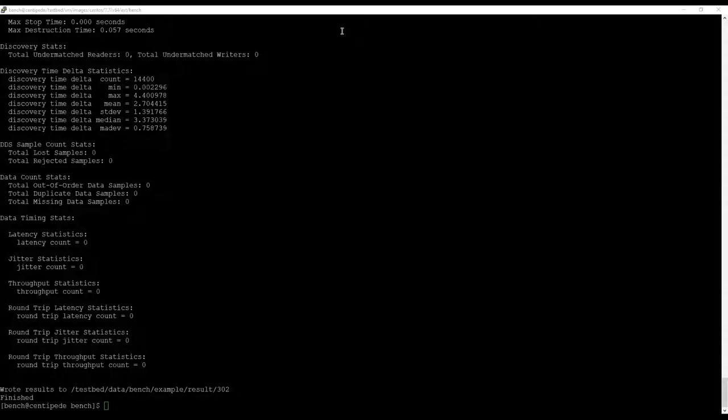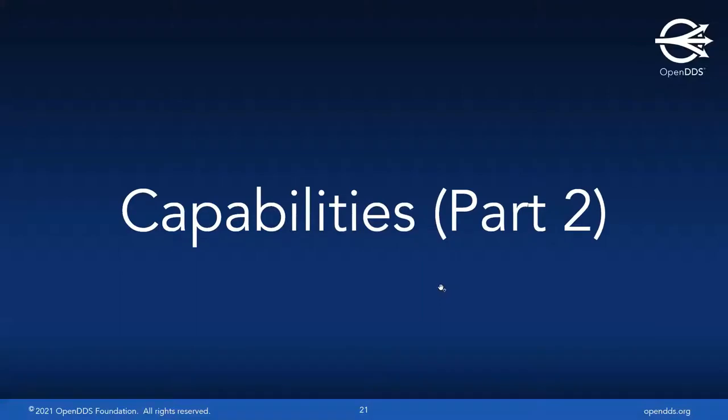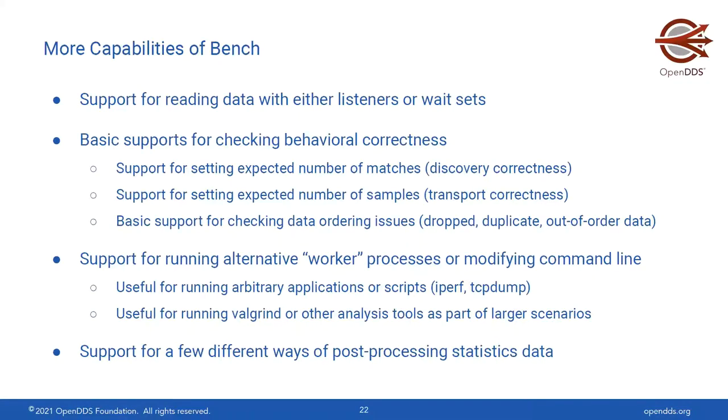So let me go back to the presentation. What else can Bench do? We looked at some of the typical use cases of Bench, but what else can it do? Bench supports many of the DDS APIs for the sake of profiling. So for example, it can also read data using either listeners or wait sets, if profiling those differences is important to you or important for how you've set up your particular test application.